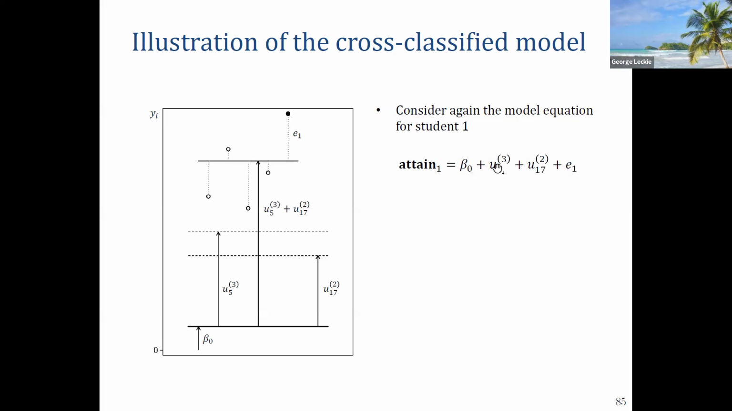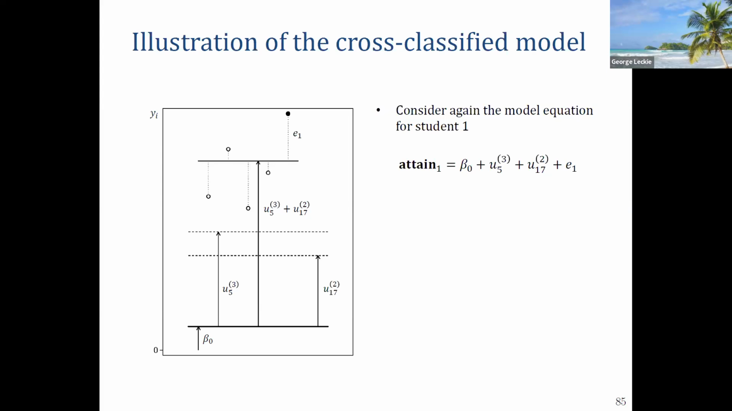First of all, if you ignore everything, you're starting at 0. So let's add on the first thing, beta 0. That takes you up to the average attainment score across all students, and that's this horizontal line. Now, we could add on the school effect. My child goes to school 5. In general, this is the mean score of kids in school 5. So adding on the school random effect will get me up to here.